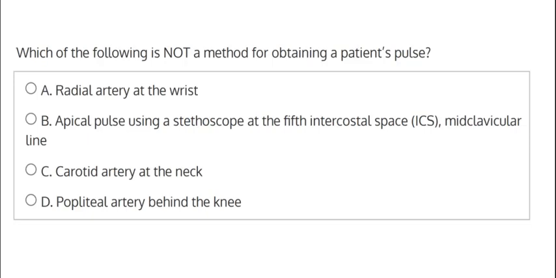This question is discussing pulses. It's stating which of the following is not a method for obtaining a patient's pulse. So we're looking for which choice is incorrect.